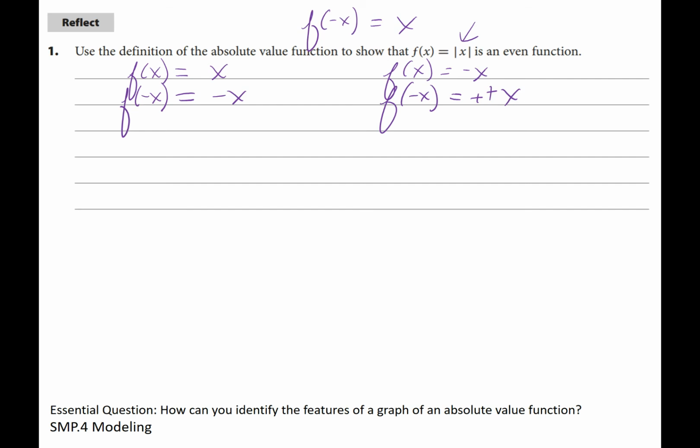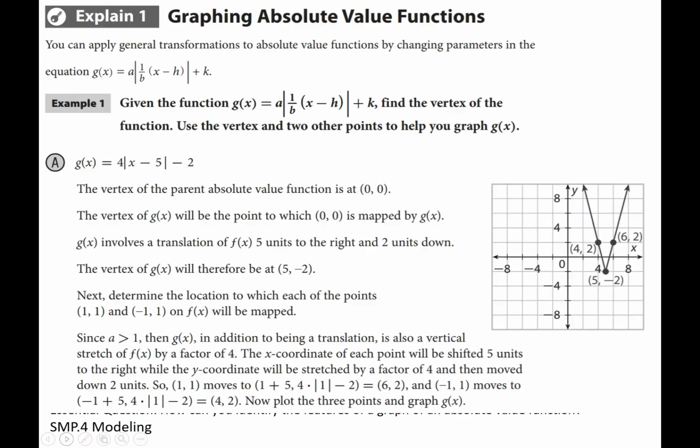Let me read through really quick. There are 2 cases to examine. All right, I'm not going to worry about showing this. We're going to go ahead and skip over that part. Let's go to the next one.